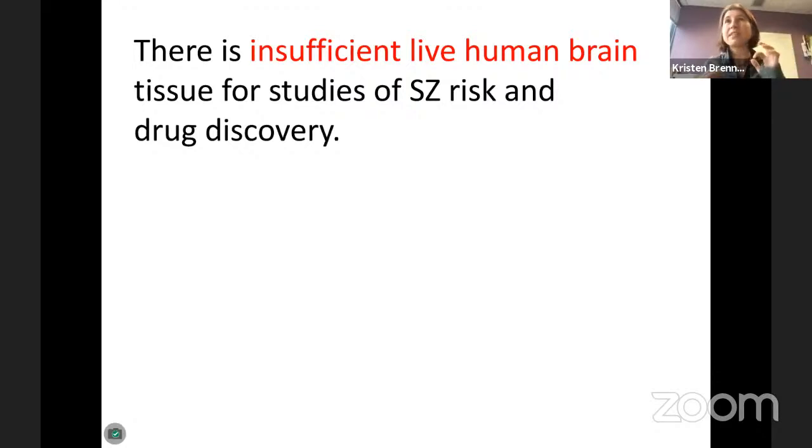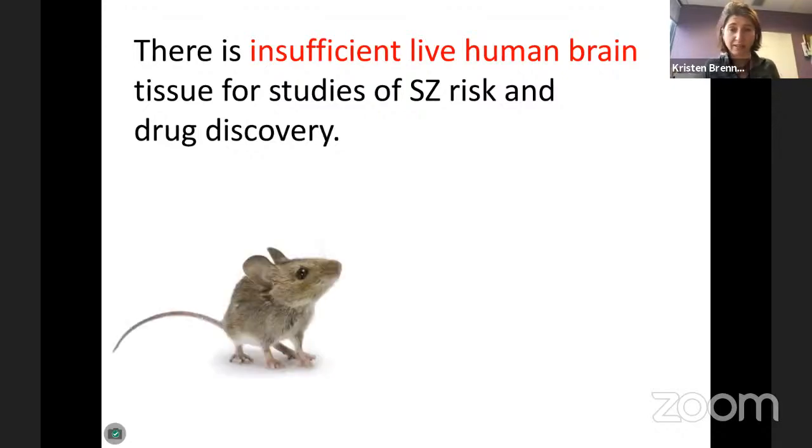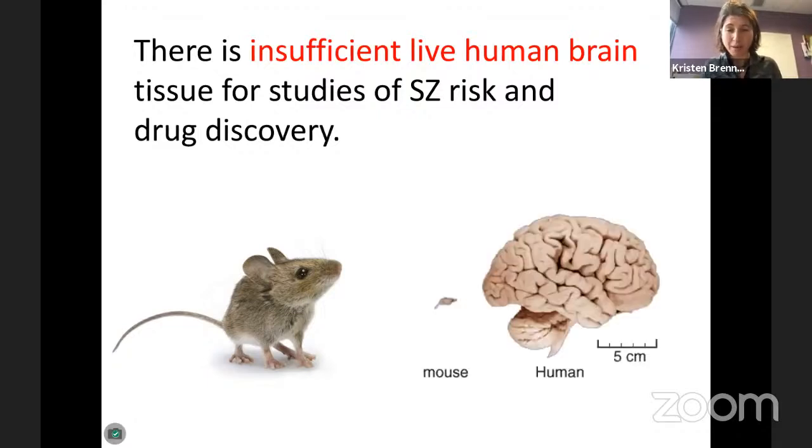But these postmortem pathology studies don't tell us what happened to lead up to disease, and we know very little about disease risk and progression. That's simply because there's not enough live human brain tissue for mechanistic studies of schizophrenia risk variants and drug discovery. While mouse models are generally ideal for this sort of purpose, human behavior is something that we often think of as uniquely human. And more than that, there are other limits to the model.